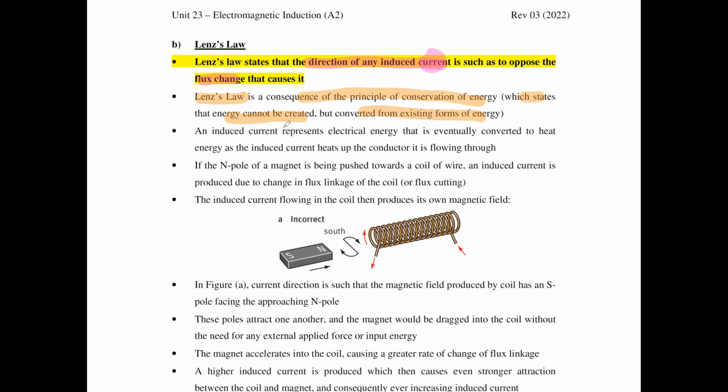All right. When you have an induced current, it actually represents electrical energy inside the wire, which will eventually be converted to heat energy, because as current flows through your wire, it will actually heat up the wire. So that would have meant that heat is generated. So that's why here we say your induced current is actually electrical energy, but it's eventually converted to heat, because the induced current will heat up the conductor that it is flowing through.